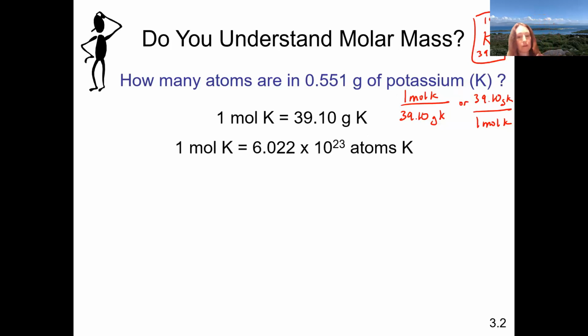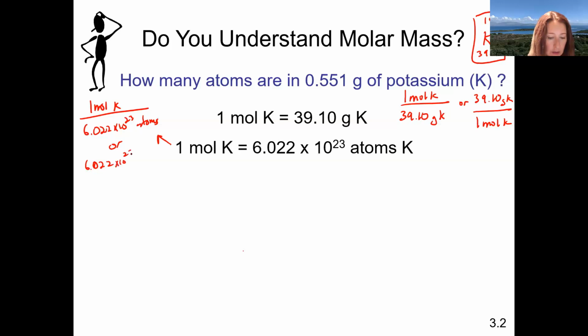Now, if we want to go from moles to atoms, again, 1 mole of anything has 6.02 times 10 to the 23rd of it. So we can write this in so many different ways. We can write 1 mole of K is 6.022 times 10 to the 23rd atoms. Or we can say there's 6.022 times 10 to the 23rd atoms in 1 mole of K, right? All of these things are exactly equal to each other, right?